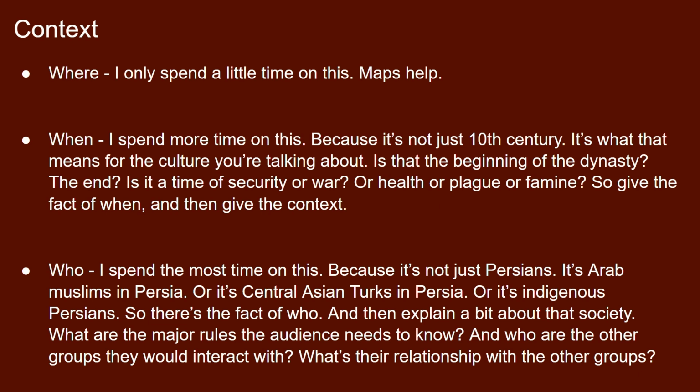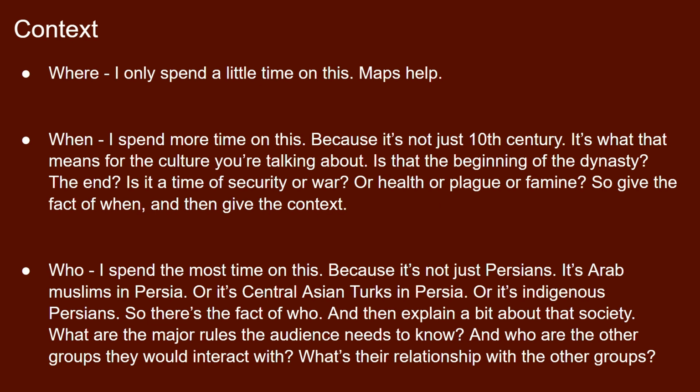Now, I spend the most time on who because everything gets called Persia. Indigenous Persians are called the Persian Empire. I talk about the Abbasid Caliphate, which is an Arab Islamic group that came in and took over and put their capital in Baghdad. It still gets called Persia even though it's not ruled by Persians. And then you have Central Asian Turks that come in. It's still called Persia. So it's Persians, it's Arab Muslims, it's Central Asian Turks. It's all referred to as Persia. So which group my class is really focusing on is important.